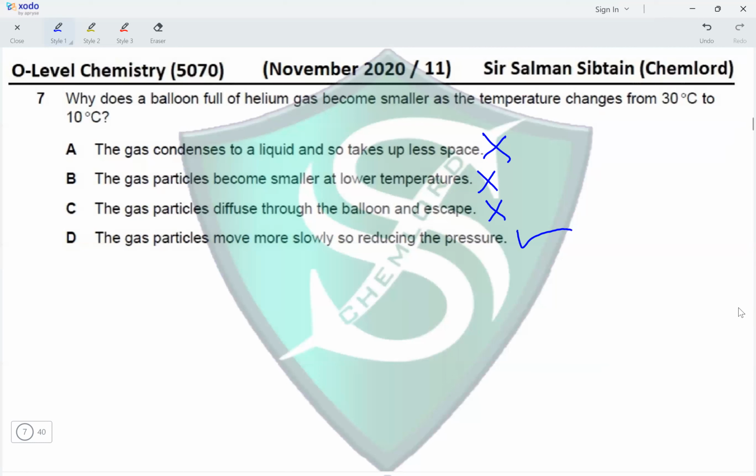Yes. When the temperature decreases, the kinetic energy that the gas molecules possess decreases. Thereby, they move slowly instead of moving faster, which was possible at 30 degrees Celsius. So when they move slowly, they collide with the walls of the container less frequently, and fewer collisions with the walls of the container, in this case the balloon, would mean that the pressure would decrease. So option D is the correct option for this question.